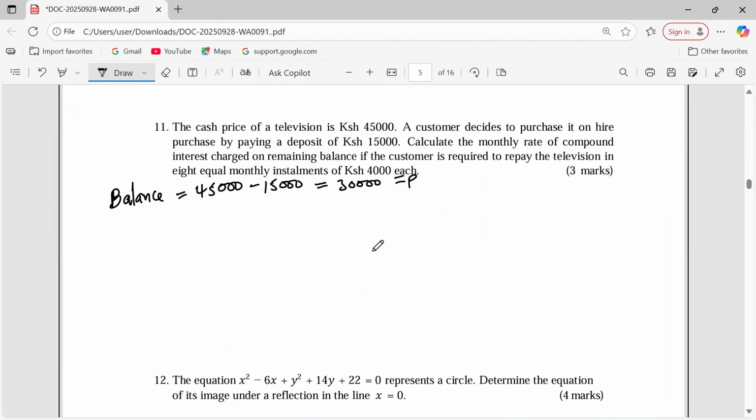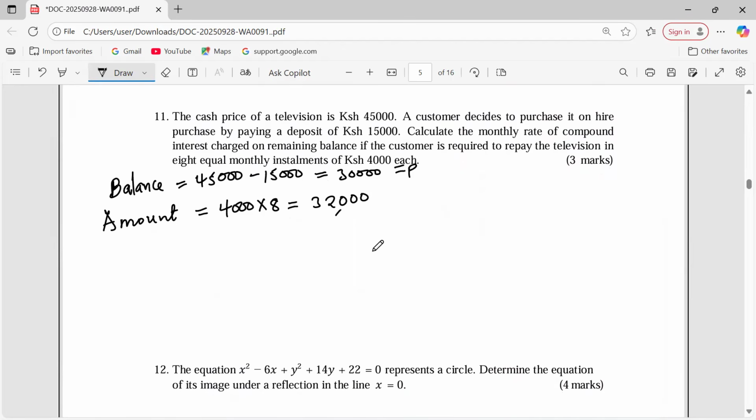Then how much will they pay at the end of the period? Instead of the balance of 30,000, this customer will end up paying 4,000 multiplied by the 8 months, which is 32,000 Kenya shillings. We know the compound interest formula says that the amount is given by principal times 1 plus rate over 100, raised to n.